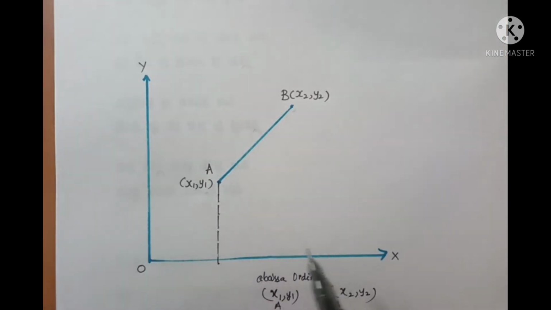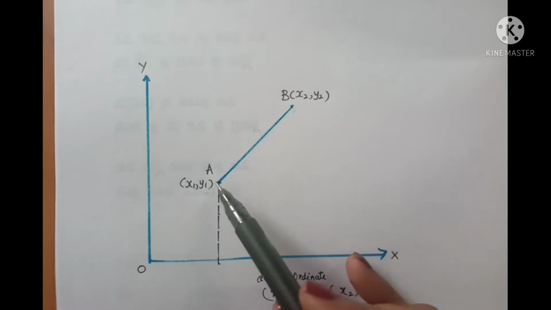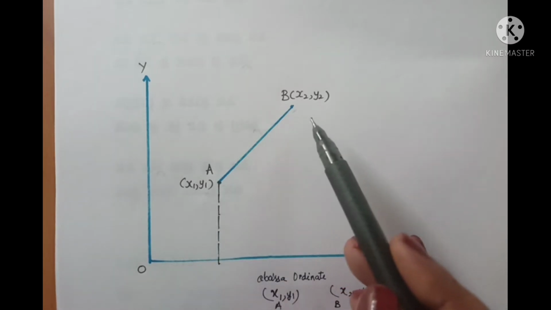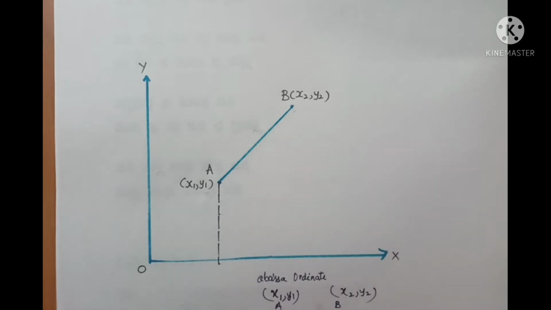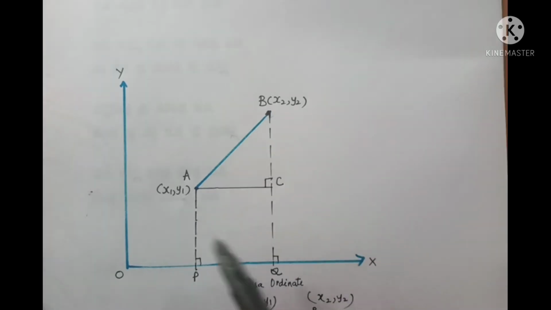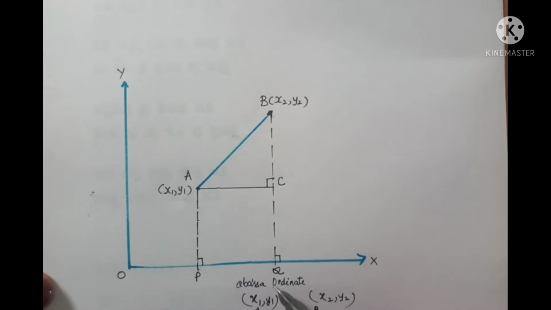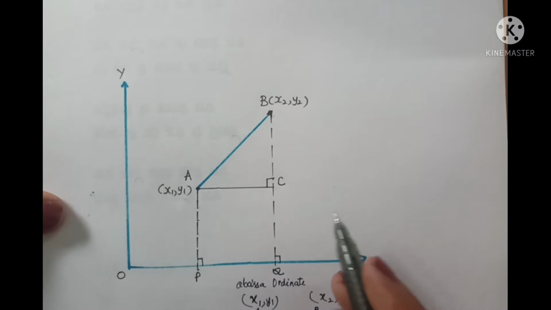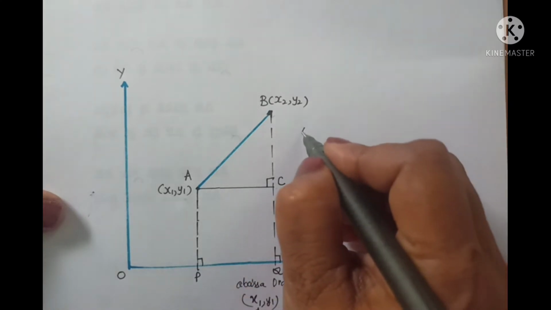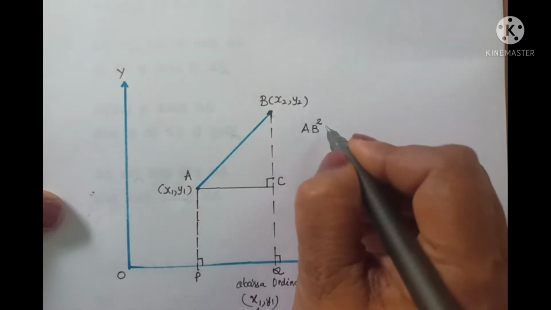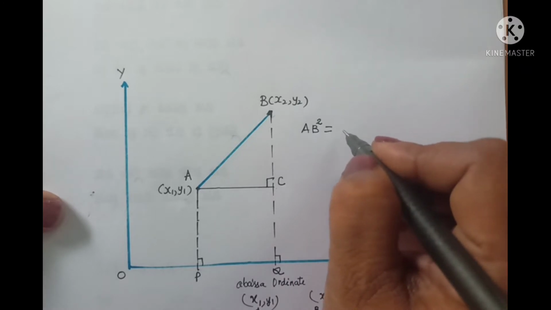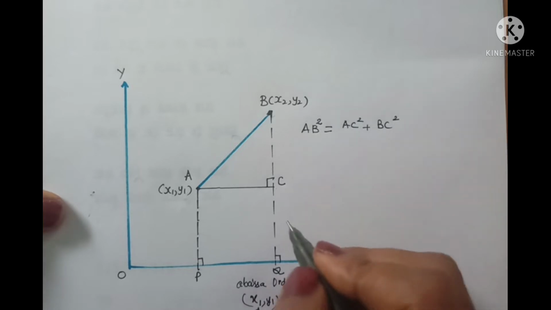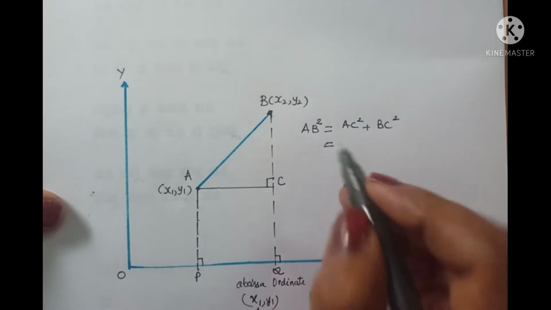Let's take these coordinate axes, x-axis and y-axis. The points A and B are (x1, y1) and (x2, y2). Let's drop perpendiculars from points A and B. Now AP and BQ are perpendiculars, and I have also drawn AC perpendicular to BQ. Now we know that in a right angled triangle, by Pythagoras theorem, AB square is equal to AC square plus BC square. Now let's see what is the value of AC.